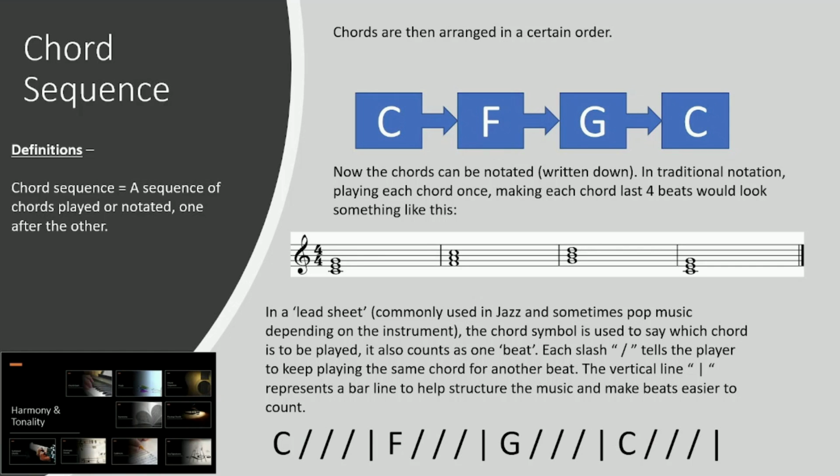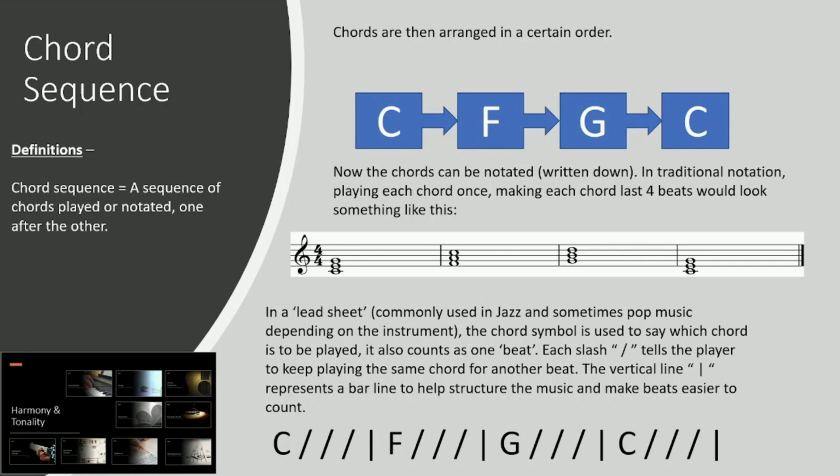But they can also be represented through a lead sheet, as we have in the example down at the bottom of this slide. We've got C major, just a capital letter by itself, which, remember, means it's a major chord. That capital letter means that it is the chord and it lasts for a beat. Each diagonal slash means that the previous chord is repeated for another beat. So we have C major and then 3 slashes, so it's played 4 times.